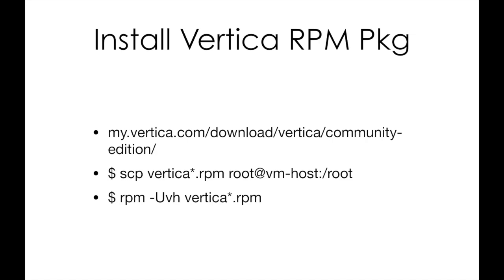You'll need to go to my.vertica.com/download/vertica/community edition. Download the RPM. If you don't already have an account, you'll need to create one. Then we'll need to SCP the RPM to our VM and then install it using the RPM command.